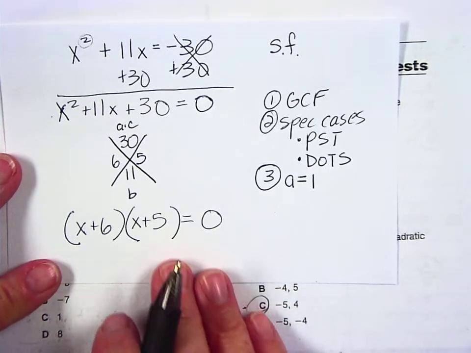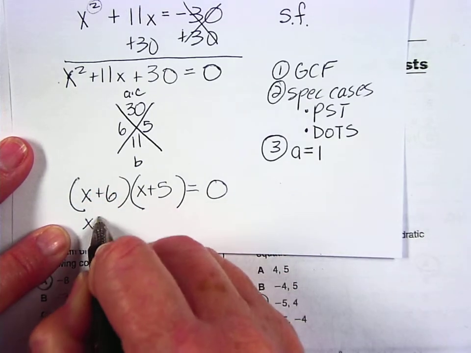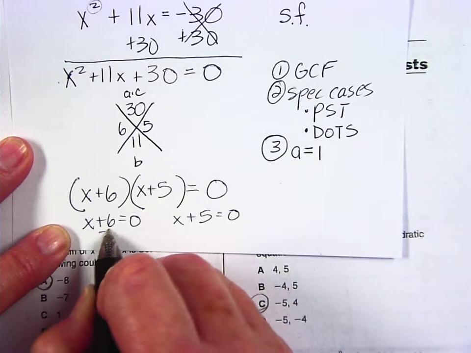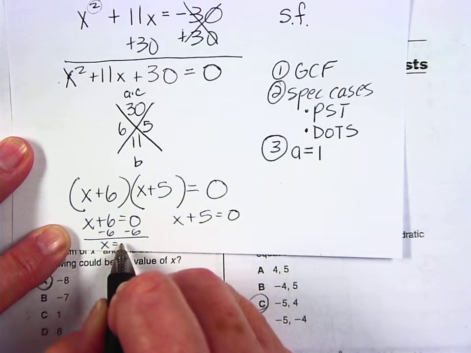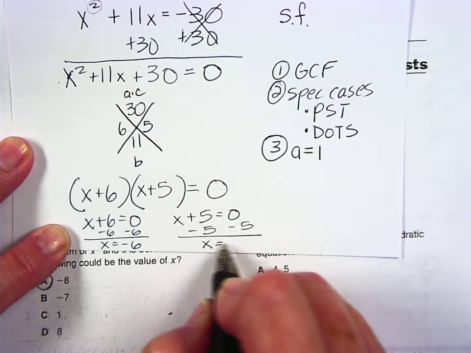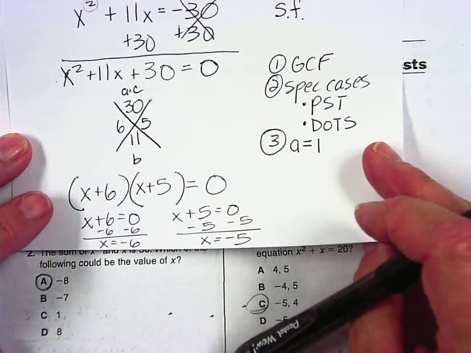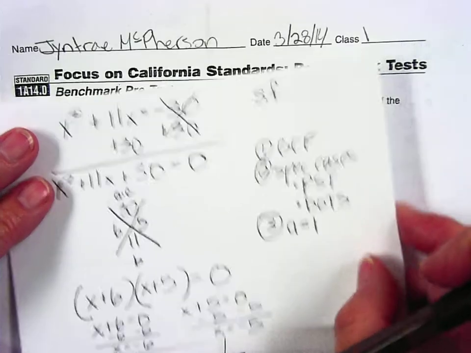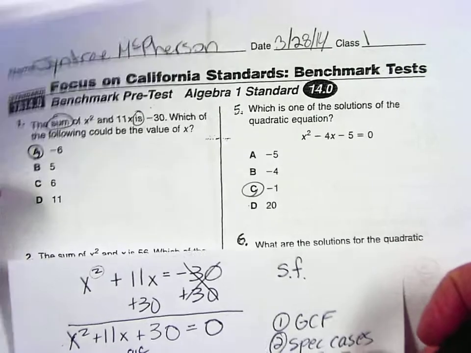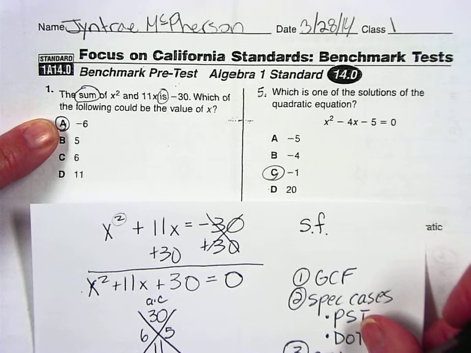Then I'm going to use the zero product property and set every factor containing a variable equal to 0. If I subtract 6 from both sides, I get x equals negative 6. If I subtract 5 from both sides, I get x equals negative 5. And if you look at the answers I gave you today, you're going to notice that it's going to be either negative 6 or negative 5. Well, I see negative 6 there, so that's my answer. Number 1 is A.